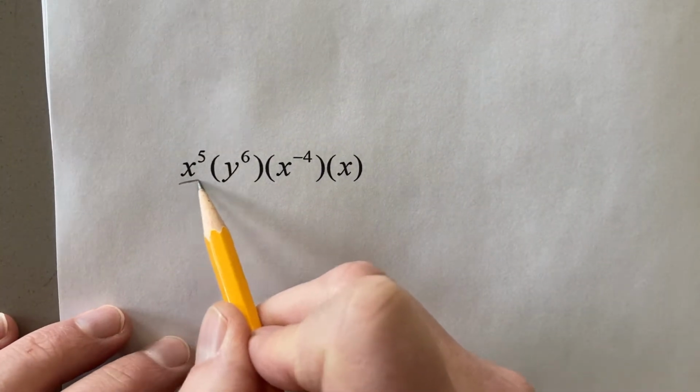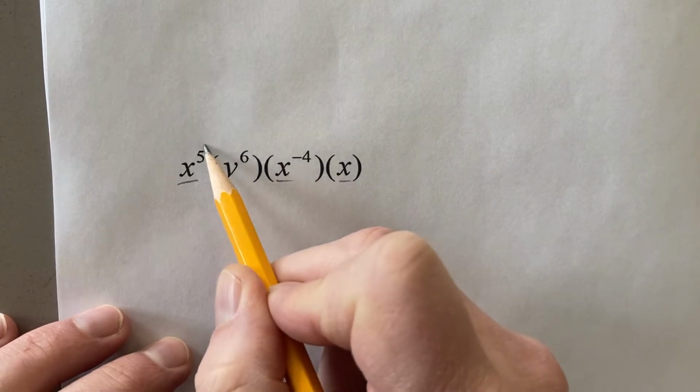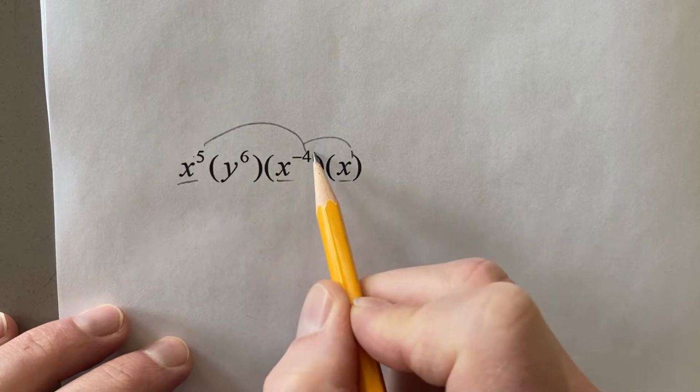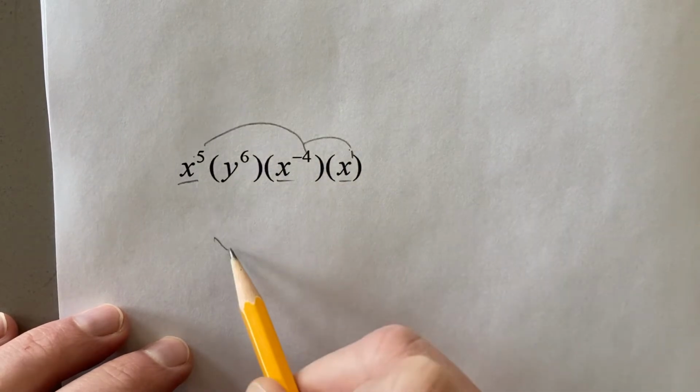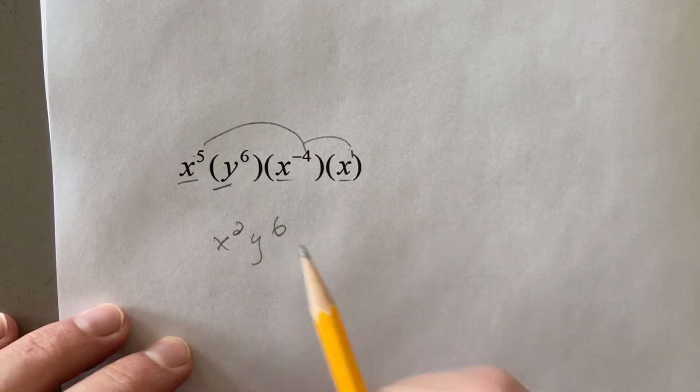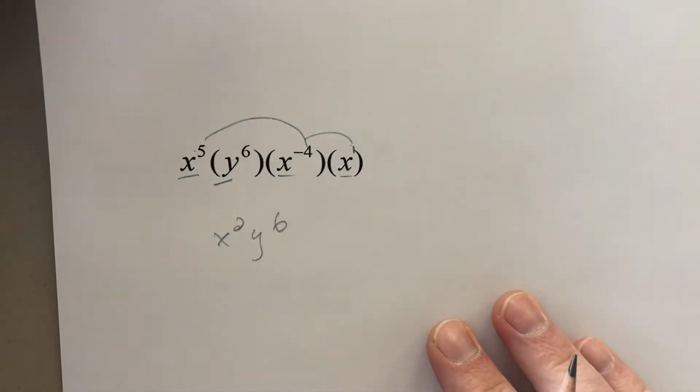Here again, I'm going to do x's with x's. So I have 5 plus negative 4 plus 1. 5 plus negative 4 is 1. 1 plus 1 gives me 2. Then you have this y to the 6th. It didn't have anything to combine with, so it just stays y to the 6th.